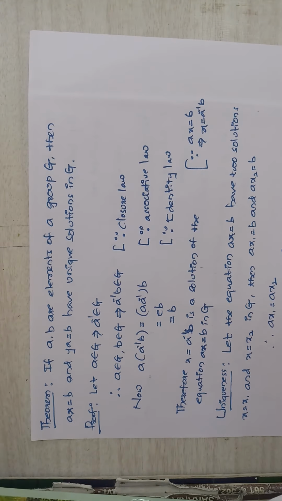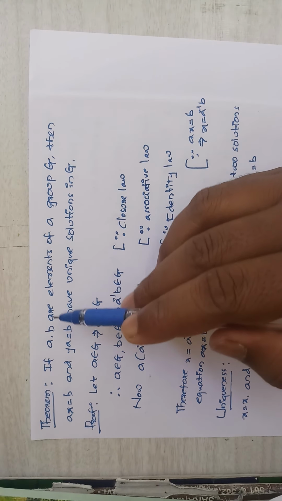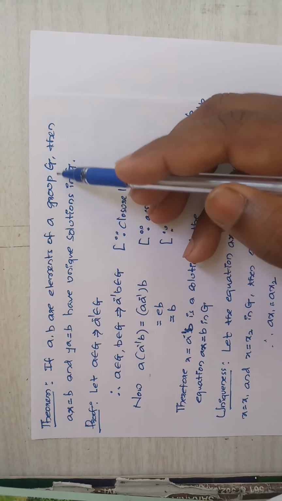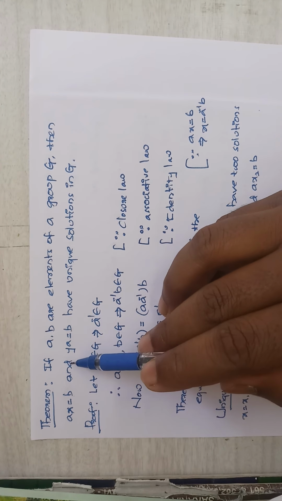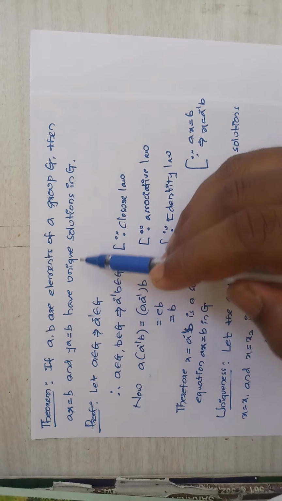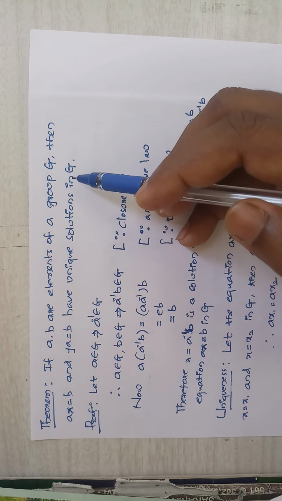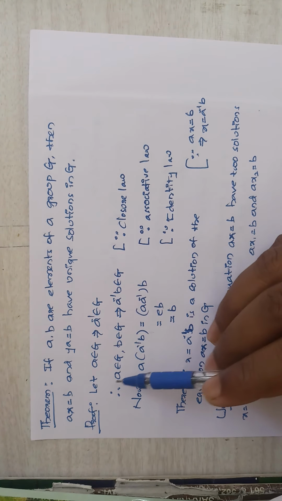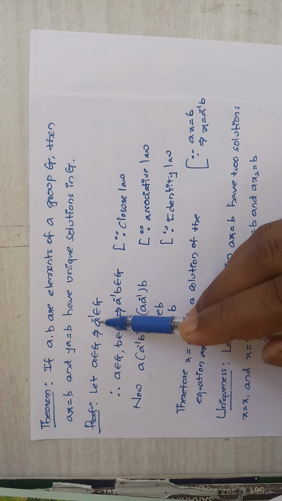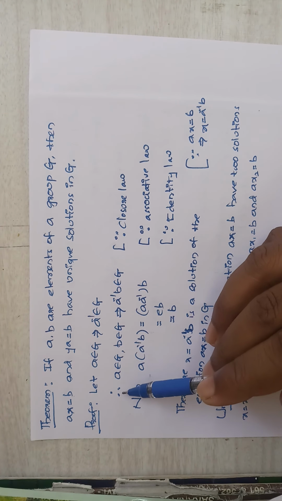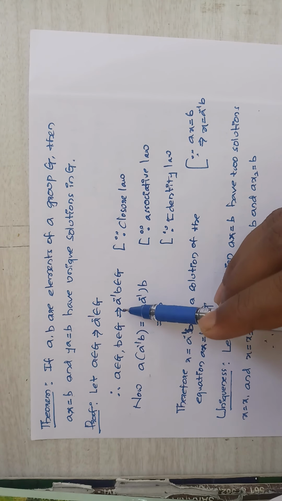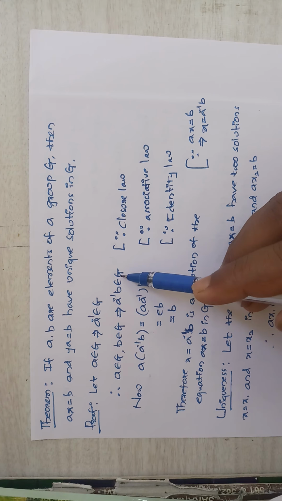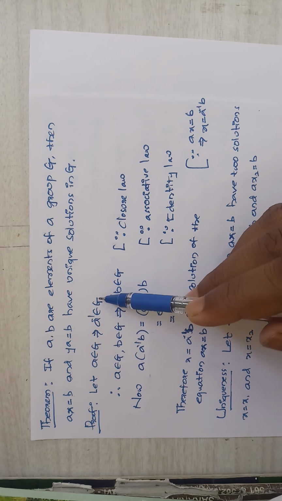Okay. So next again a result is there. That is, if A, B are elements of a group G, then Ax is equal to B and yA is equal to B have unique solutions in G. So here let A belong to G, that implies that A inverse also belongs to G. Therefore A belongs to G, B belongs to G, then A inverse B belongs to G, because here A inverse also belongs to G.